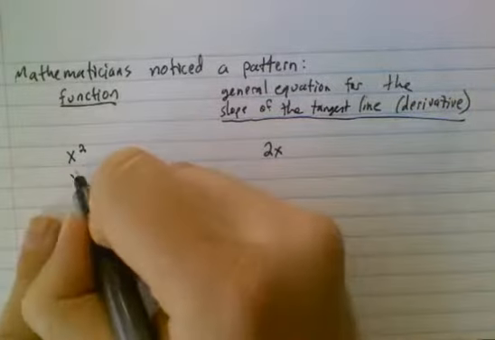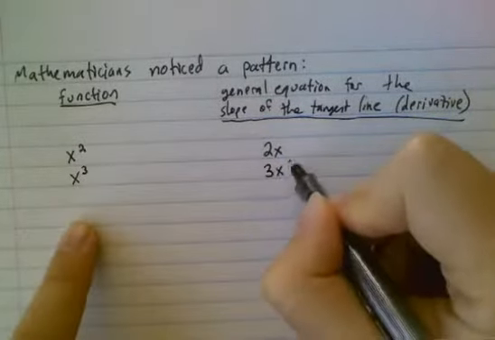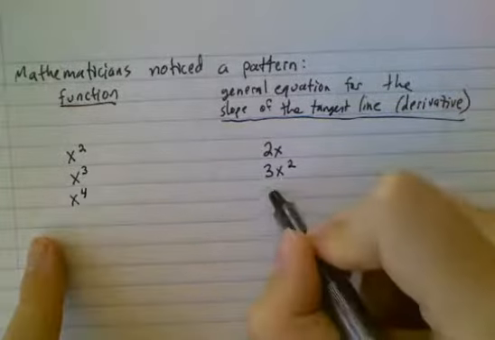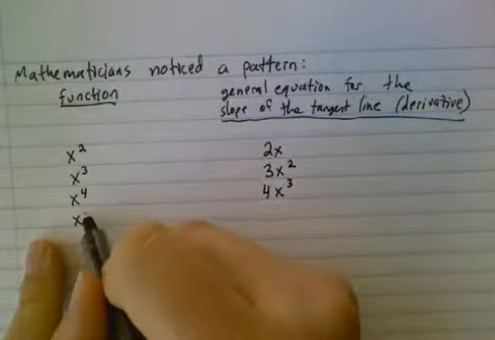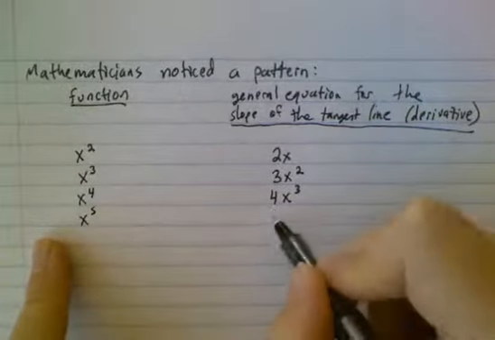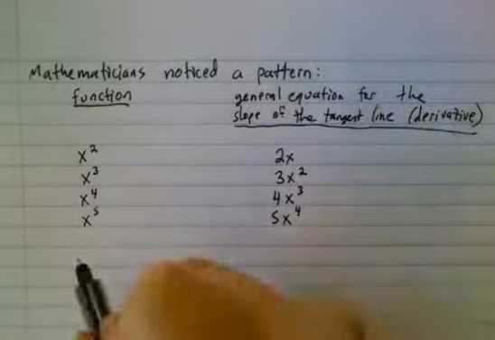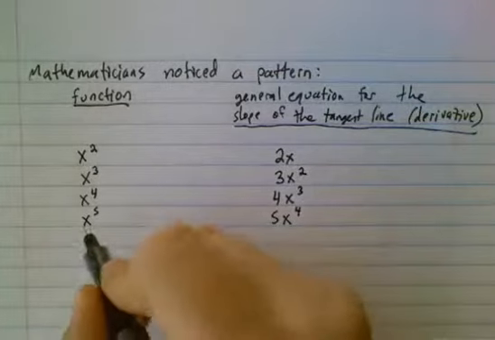Well, mathematicians did the same thing for x cubed, and they found the derivative was 3x squared. Same thing for x to the 4th. Found the derivative was 4x to the 3rd. Same thing for x to the 5th. They found the derivative was 5x to the 4th. Etc., etc. And so mathematicians looked at this, and they noticed that, lo and behold, there seemed to be a rule.